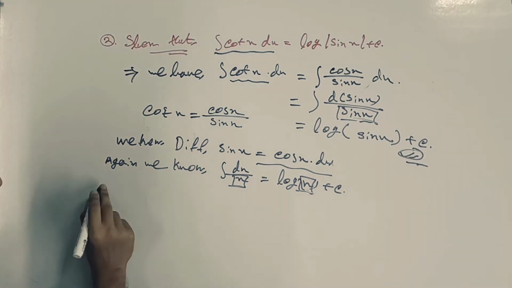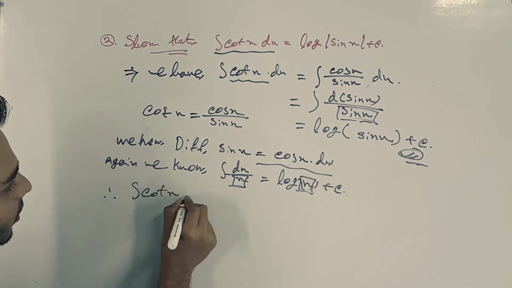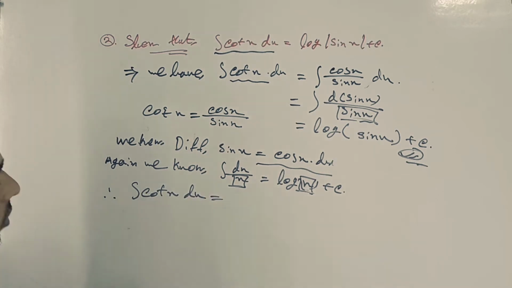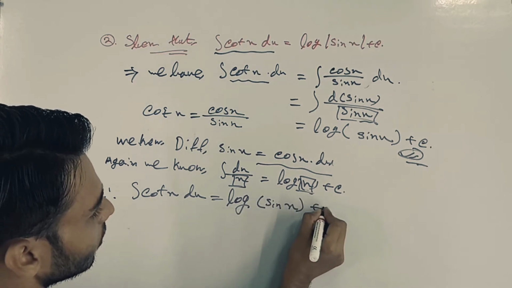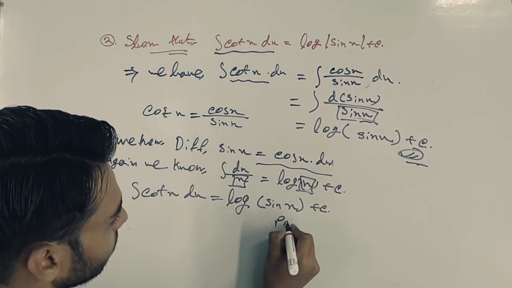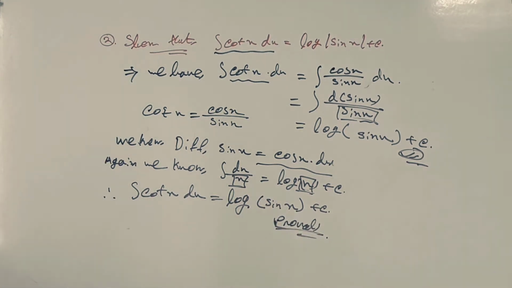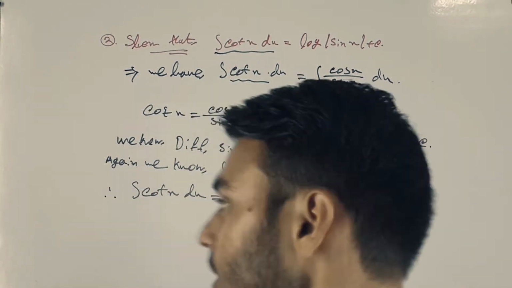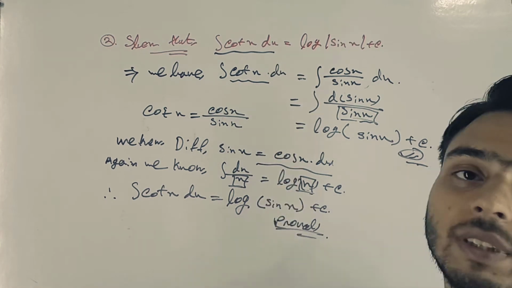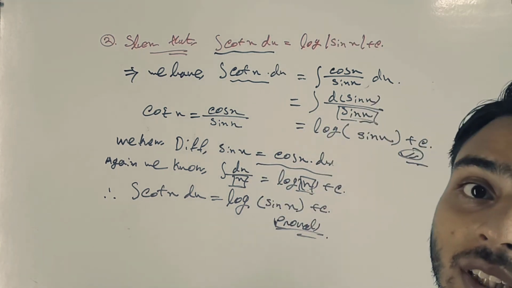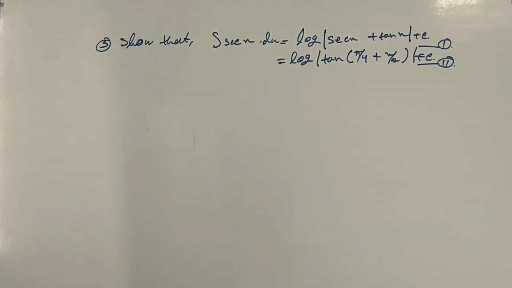So now we know that the integrating factor of cot x dx equals log of sin x plus c, and that is also the proof and the answer. The first step is very easy: the function of this cot x dx, that's it. And it's an easier method than the tan x.